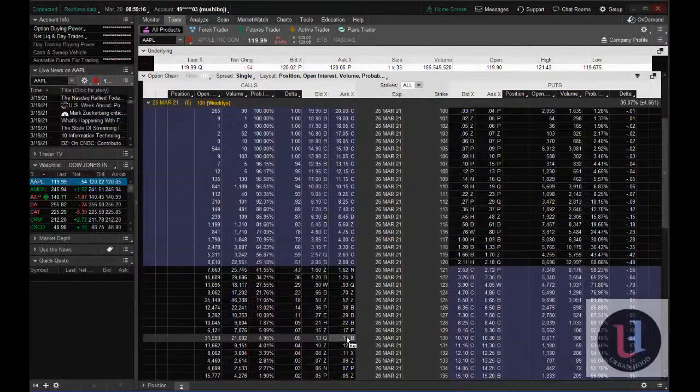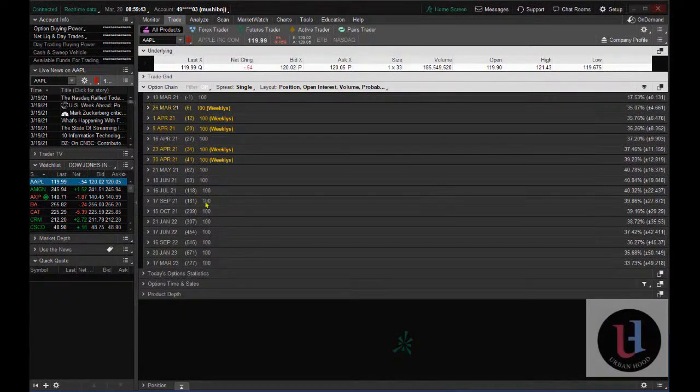Every broker or platform is going to charge you a different fee, but for Thinkorswim typically they charge 65 cents for each contract. Okay, so let's say here $14 you're paying plus 65 cents, that's about $15 you're going to pay for one contract here. But now let's go to this monthly one.